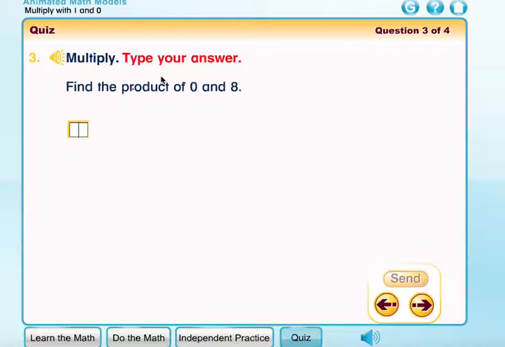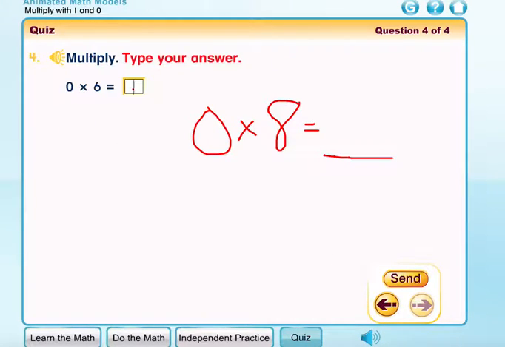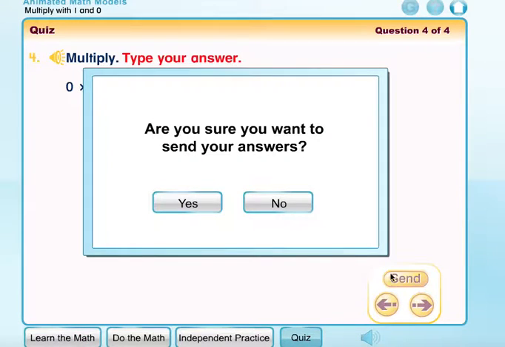Find the product, that means multiply. Product is the answer to a multiplication sentence of 0 and 8. Well, that just means 0 times 8 will get me the product, which is right here. Product is always the answer to multiplication. Okay, any number times 0 is 0. Okay, now I've got 0 times 6. Any number times 0 is 0.